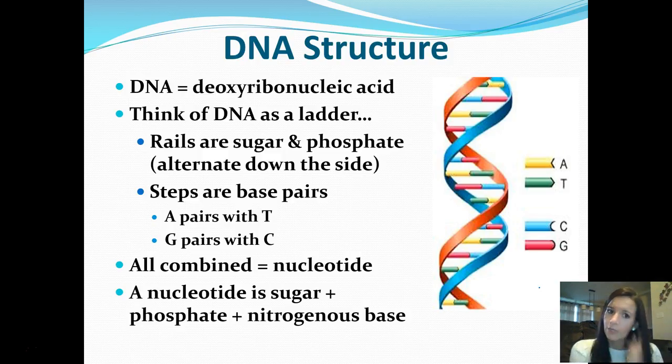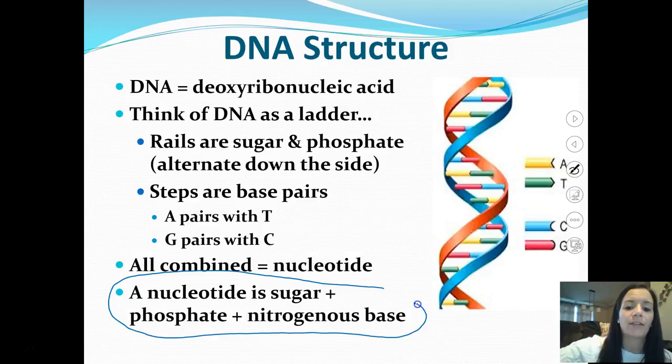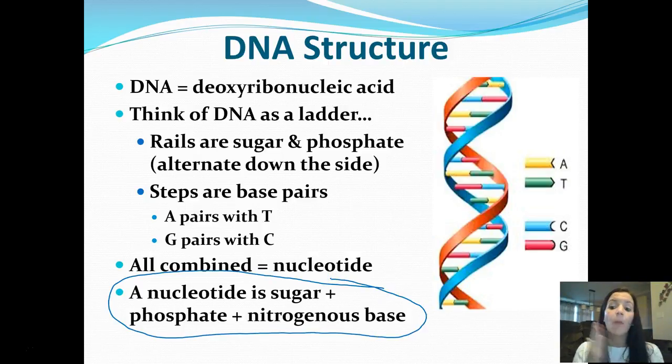DNA stands for deoxyribonucleic acid, and it's important that you think of it almost like a ladder. The rails of the ladder are made of sugar and phosphate. They alternate down the side. And the steps then are base pairs, so A and T, G and C. All three of these things combined equal a nucleotide, and it's really important that you know this. A nucleotide is a sugar plus a phosphate plus a nitrogenous base. You need to highlight this, star this, underline this. This is super, super important in your notes.